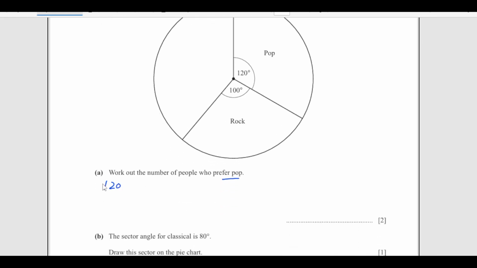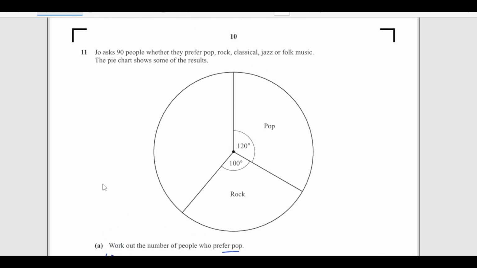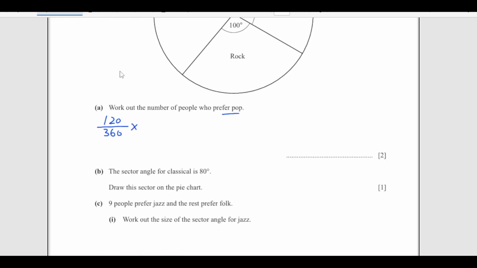Angle is 120 and this angle is out of 360, and we are given how many people? They are 90 people. So 120 out of 360 times 90. 12 times 3, then this is 30. So the final answer is 30.